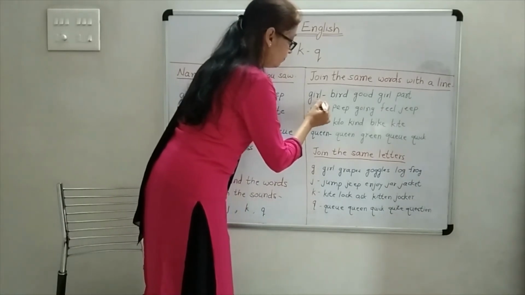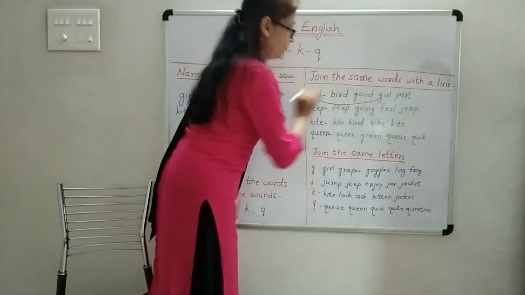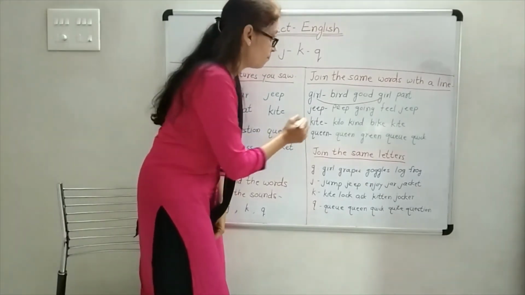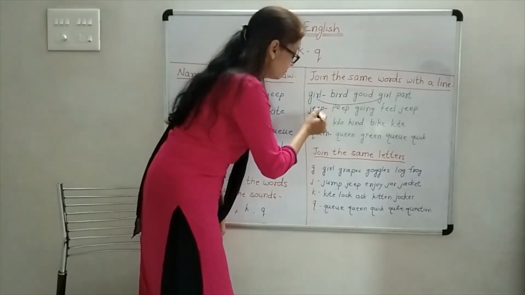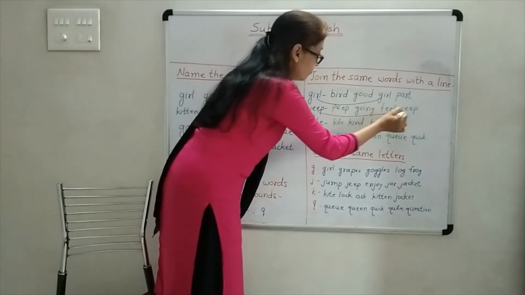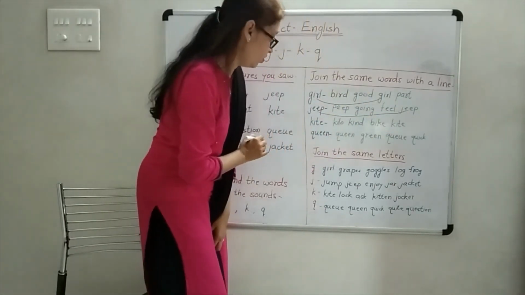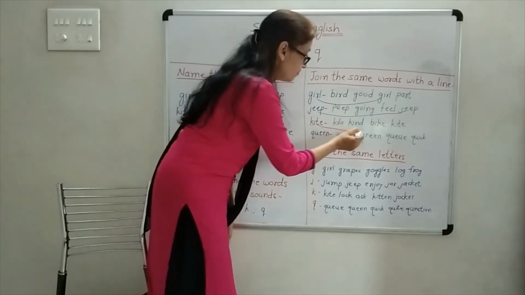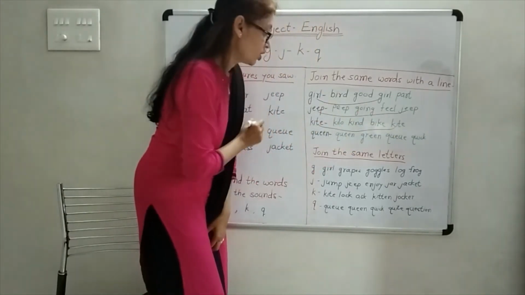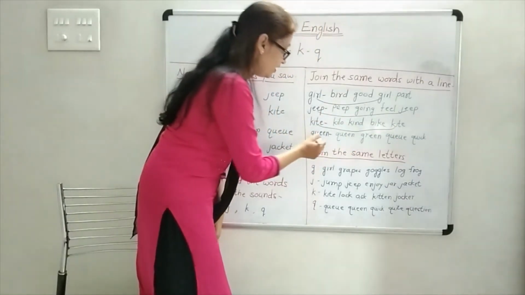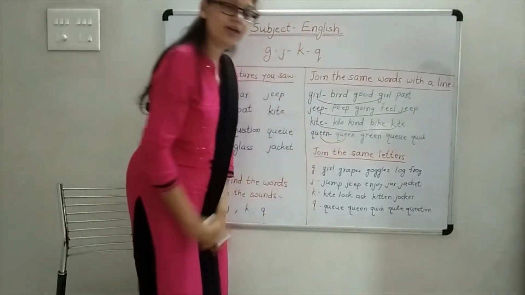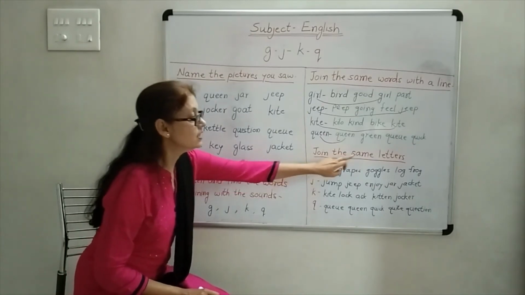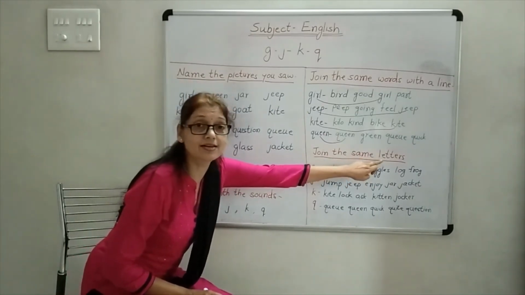Girl. Then what else? Jeep. Where is Jeep? There it is. Jeep. Then what else? Kite. Where is kite? Kite. Queen. Where is queen? Queen. Okay? Got it?